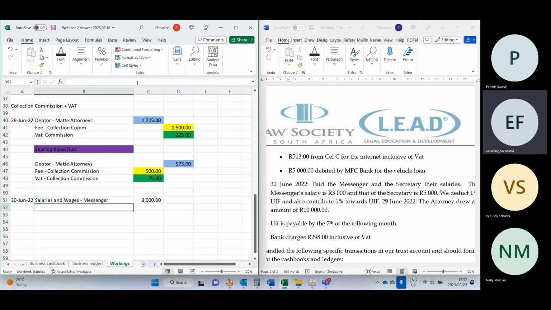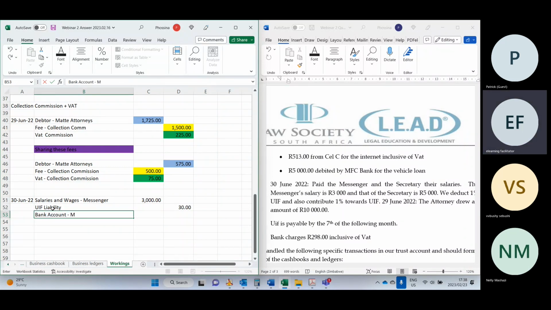Record it in full. And of that 3,000, we are not going to pay the messenger the 3,000 because there is a UIF element. So there's a UIF expense, UIF liability. So we've got a liability to take 1%. We are supposed to take 1% from the messenger and pay it over to the UIF. So we are supposed to take 30 rands. And then we pay our messenger.